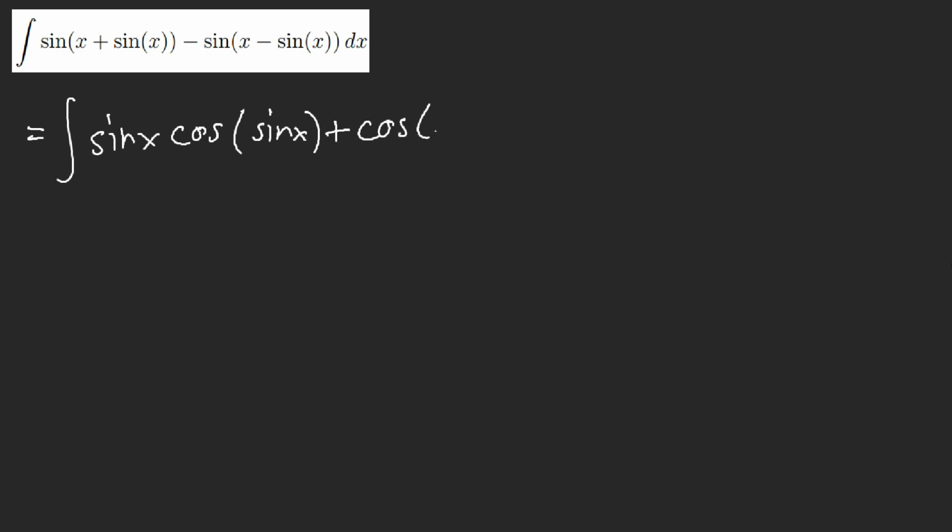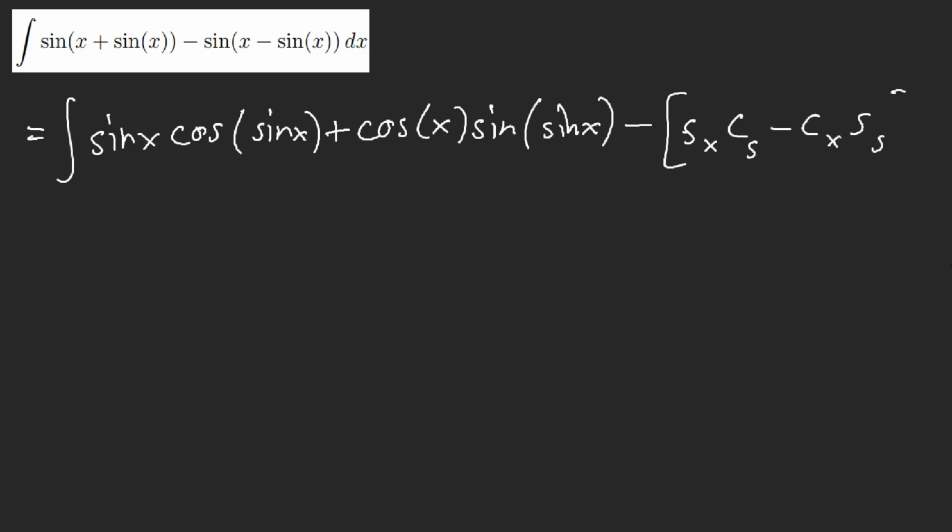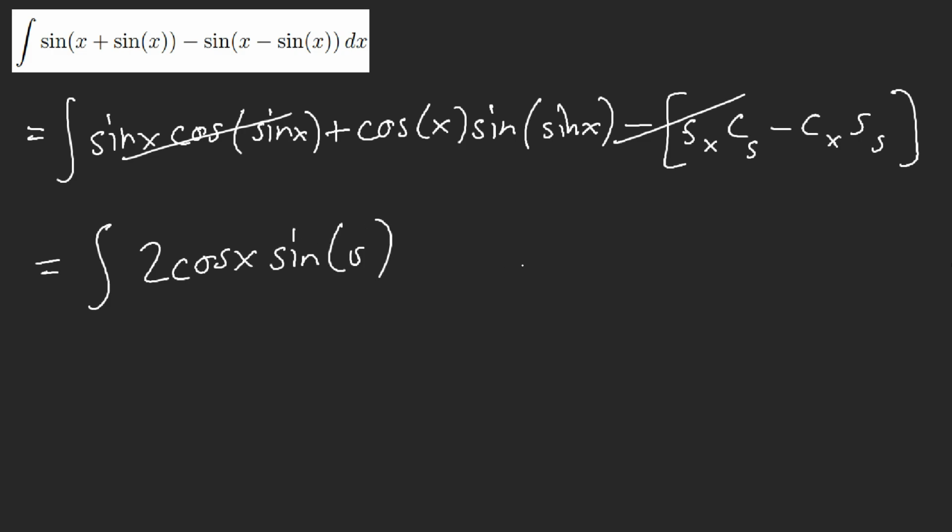Sine. Oops. And we have minus sine x cosine. I'm gonna go like this. I should have done this earlier. Oh, shoot. Okay. Sine of x cosine sine of x. They cancel out. So what you get is 2 cosine x sine of x. Okay. So we get negative 2 cosine of sine of x plus C.